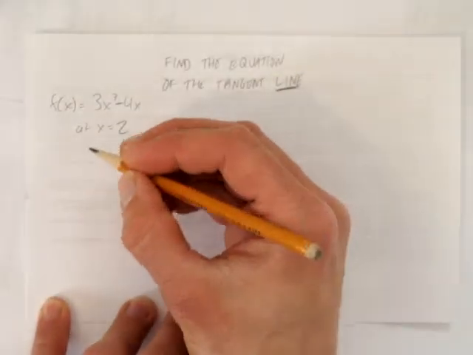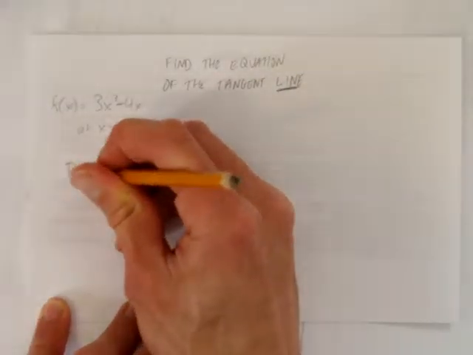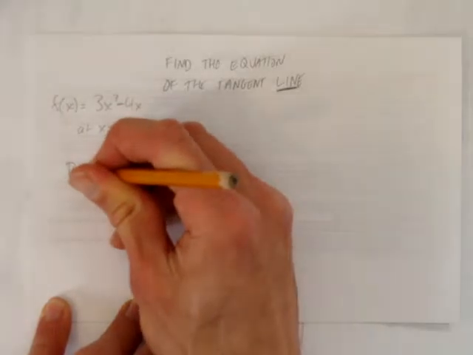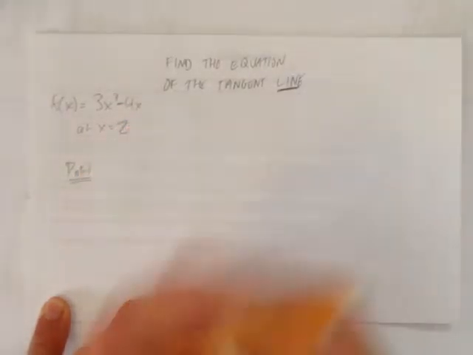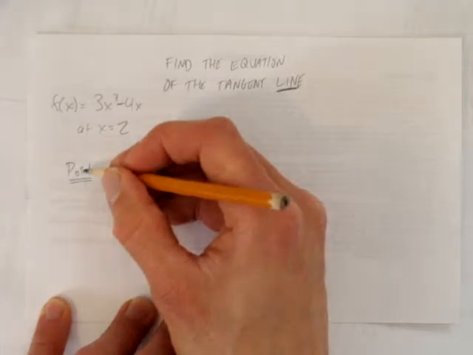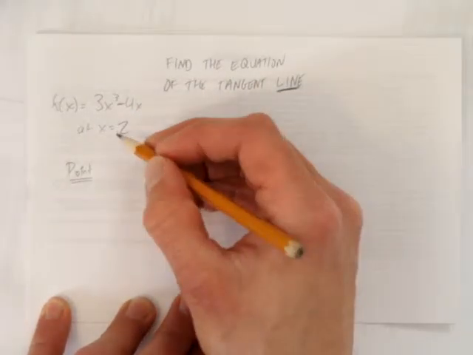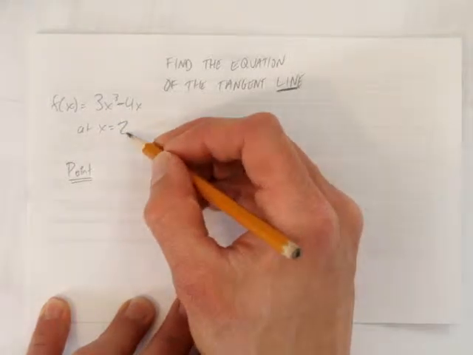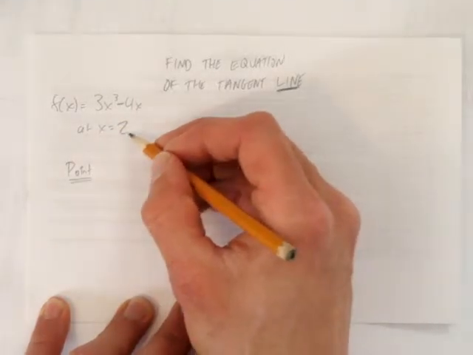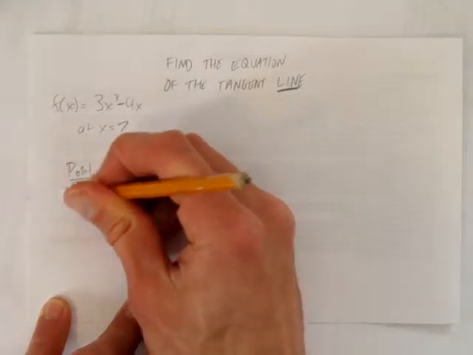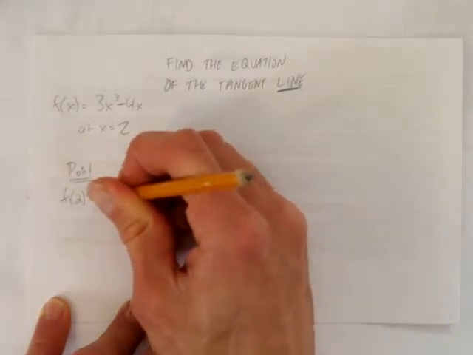So, the first thing we're going to want is a point. You can actually get it later if you so choose, but let's get it now. That is, we want a point that's on the original equation and on the tangent. Well, since we're asked to find the tangent at x equals 2, it'd be good to find the point at x equals 2. That is, let's see what y is when x equals 2.